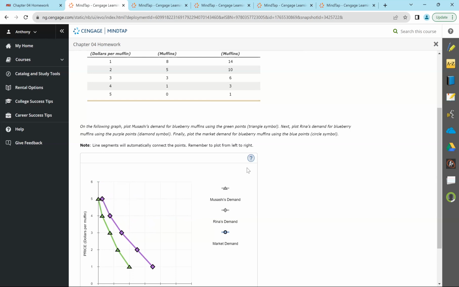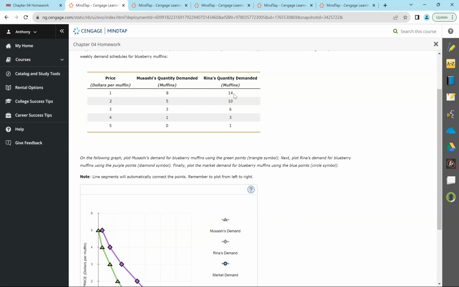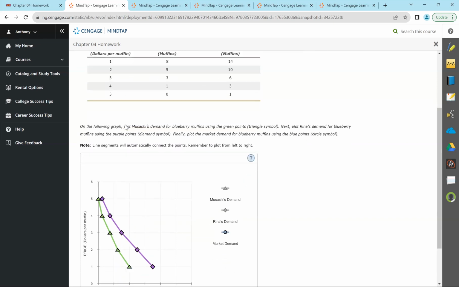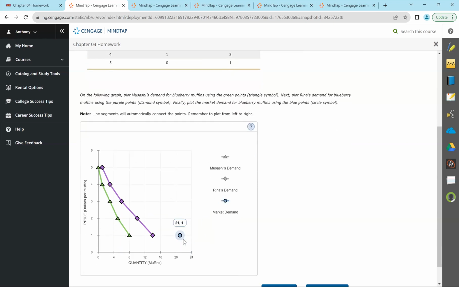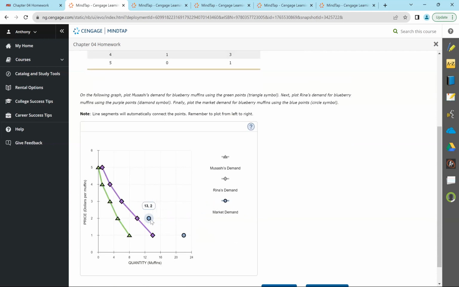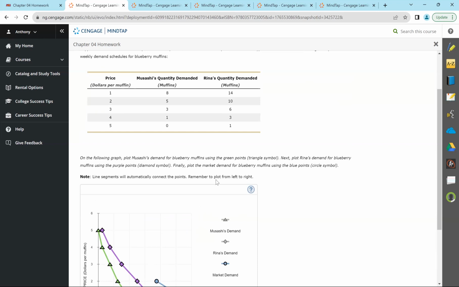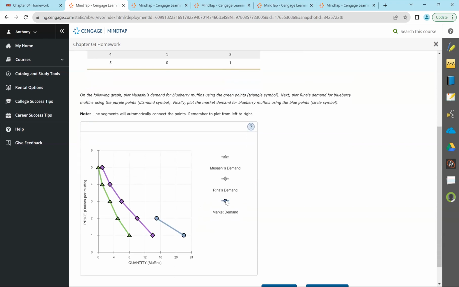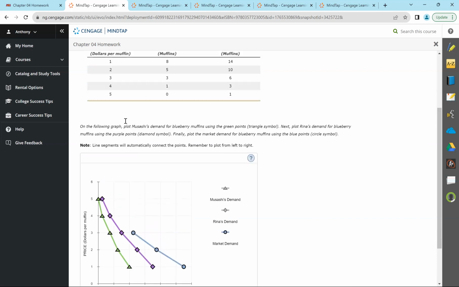Okay. Market demand. Market demand is you add these two together. So it's like 8 plus 14 is 22. 22 total muffins for $1. So it's 22 and 1, 15 and 2, 9 and 3, 4 and 4, and then 1 and 5. I'm just adding this up.